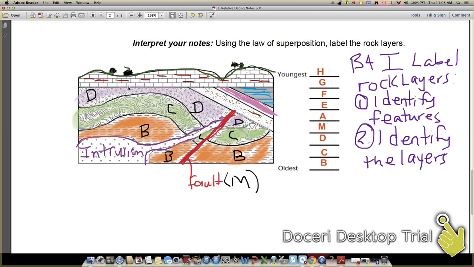Now what's next? Now the intrusion. So what letter is that? A. Remember, that's a break. So when the intrusion came about, it stopped at the fault because that was a little break.